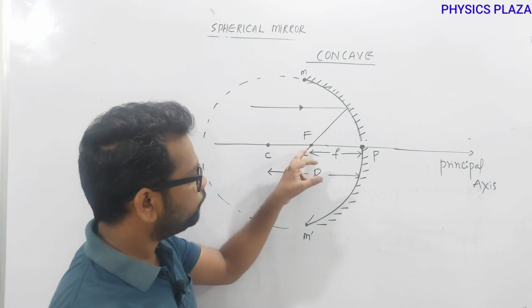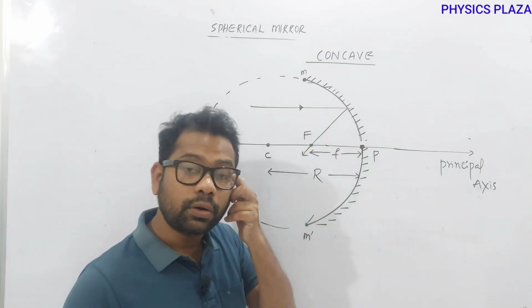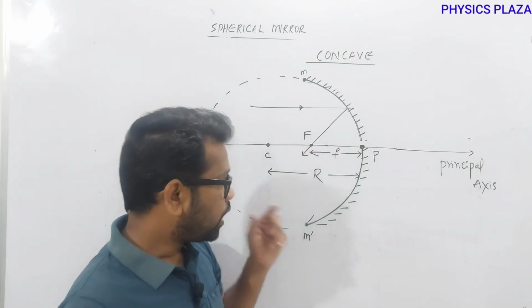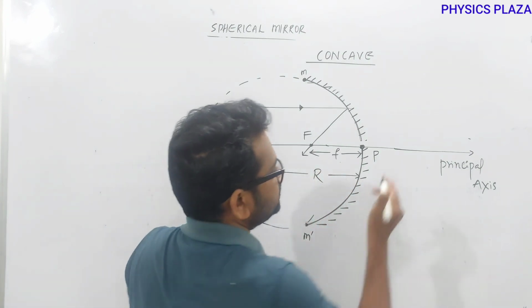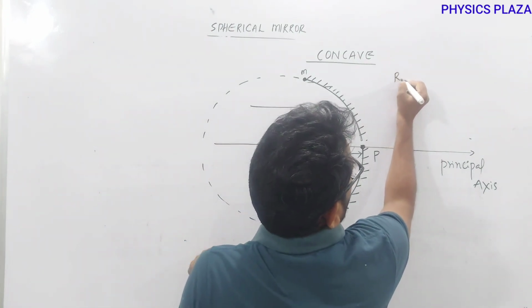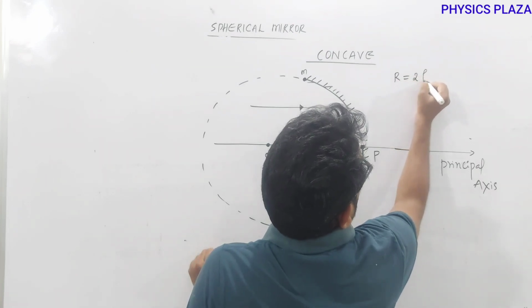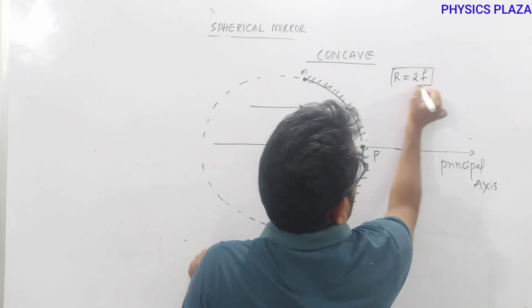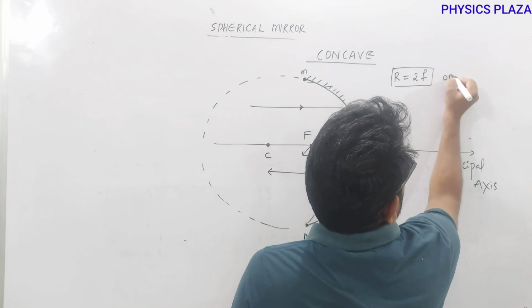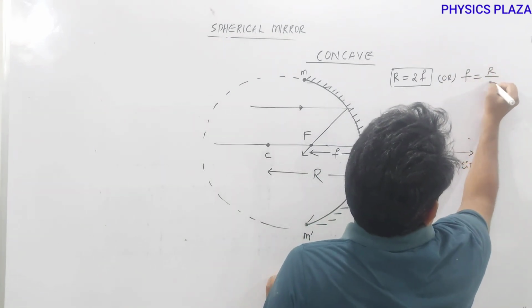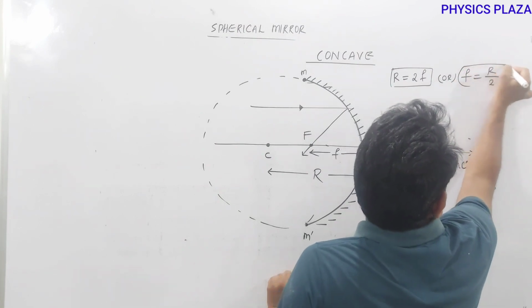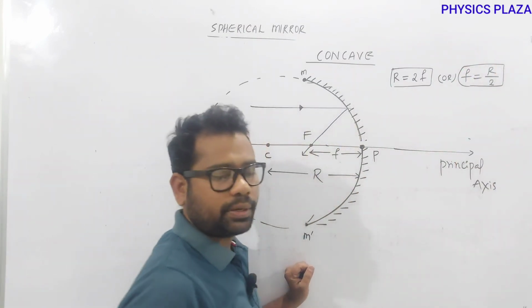And the distance between focus and pole is called focal length. Children, how are focal length and radius of curvature related? It's a very important examination point of view. Radius of curvature is double the focal length, or focal length is equal to half of the radius of curvature. Children, this is applicable for concave mirror as well as convex mirror.